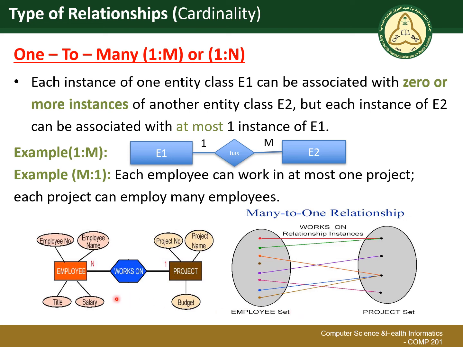Okay, so the relationship here, the employee will be working on one project at most, so 1 or 0, and the project will employ many employees. So the N near the employee and the 1 near the project.